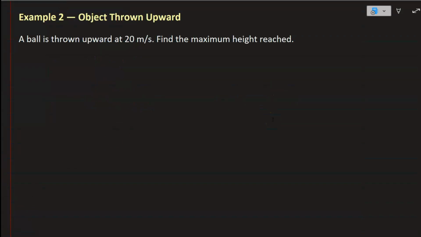Okay, look at the next question. A ball is thrown upward at 220 meters per second. Find the maximum height reached. So who cares about the mass now?